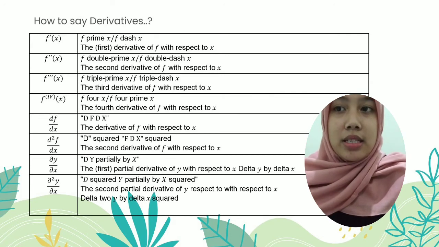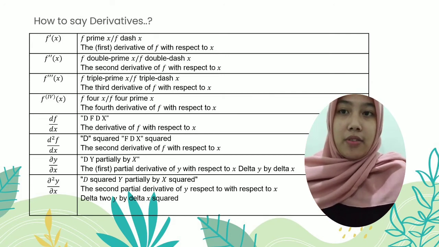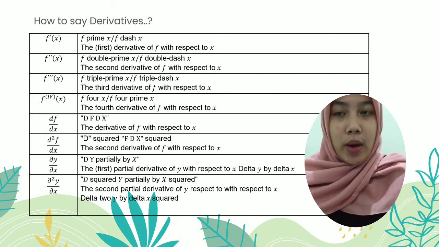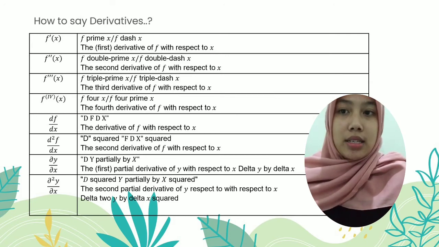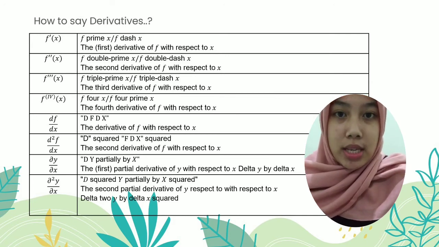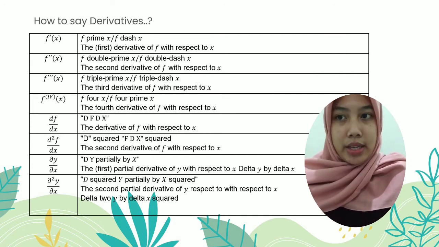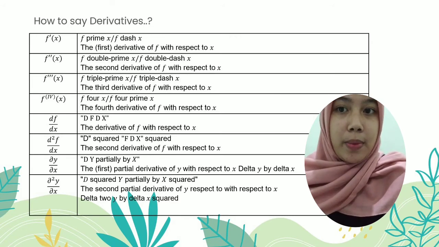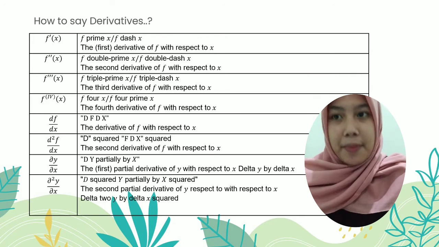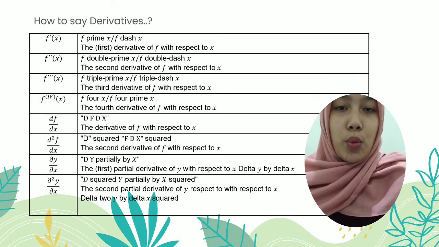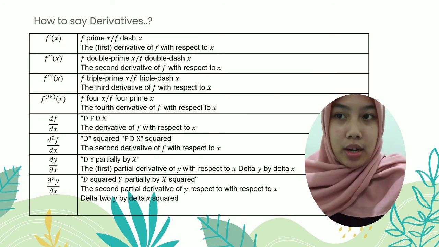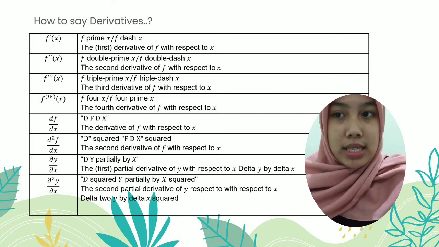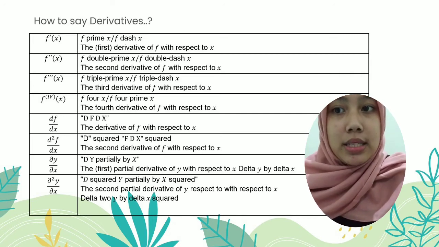Number 5, df dx, the derivative of f with respect to x. Number 6, d square f dx square, the second derivative of f with respect to x. Number 7, dy partially by x, the first partial derivative of y with respect to x, delta y by delta x. The last, d square y partially by x square, the second partial derivative of y with respect to x, delta 2y by delta x square.